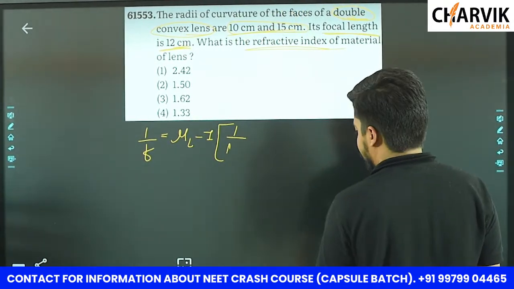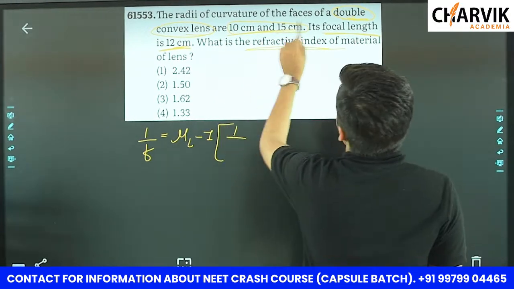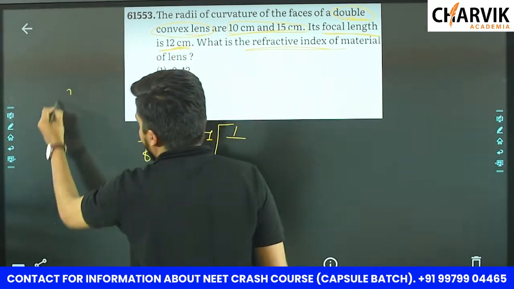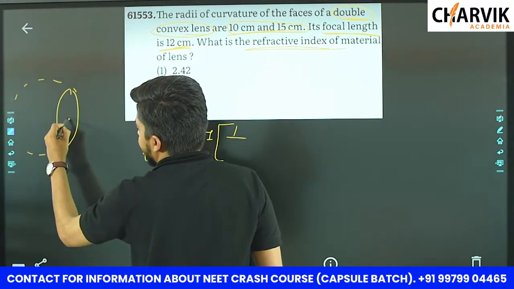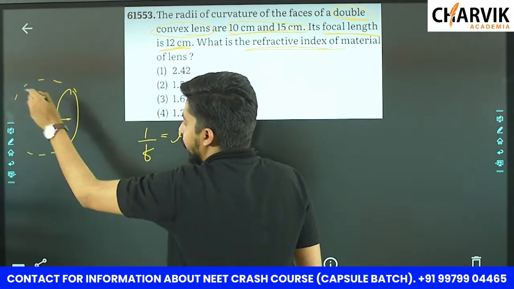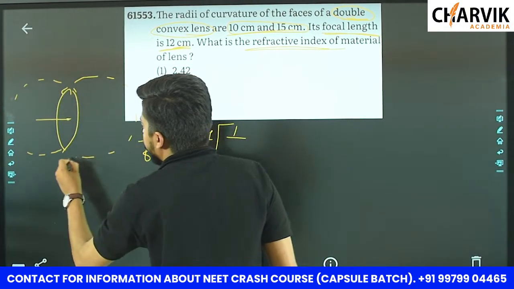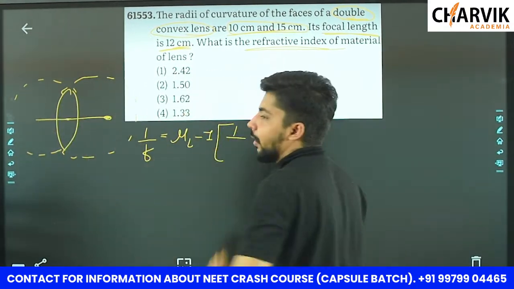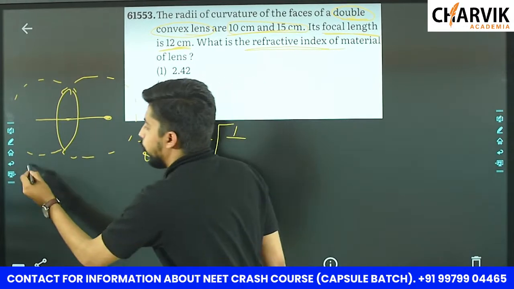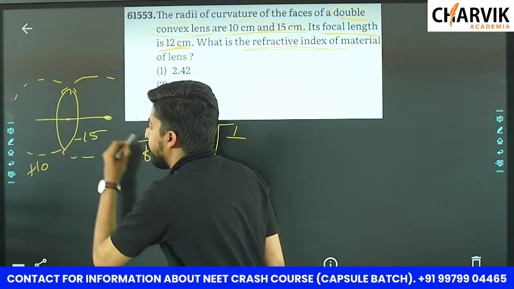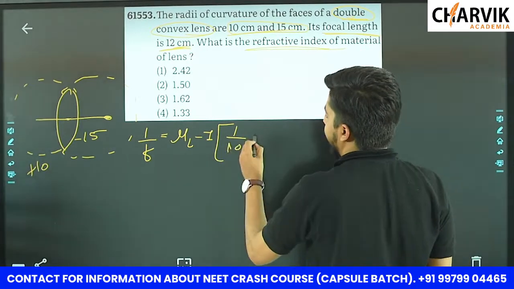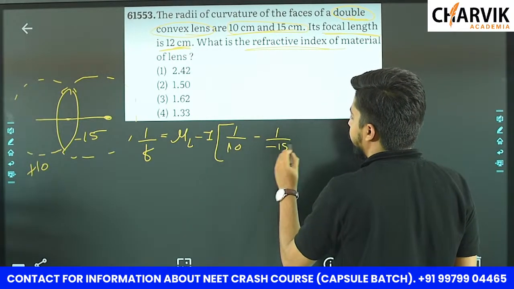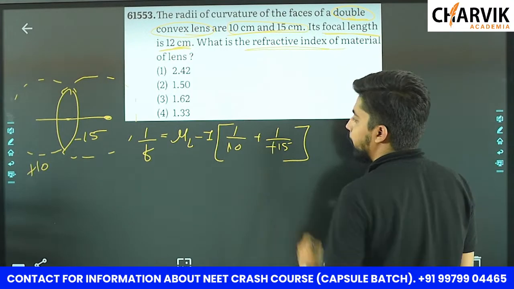So will you take 10 and 15 as it is? No, you cannot. Why? Because you have a double convex lens, and for the double convex lens, one radius of curvature should be taken as negative as it is in the left direction, and the other should be taken as positive as it is in the right direction. So one value will be plus 10, another value will be minus 15. Now you can place the values: 1 upon 10 minus 1 upon minus 15. So it becomes minus minus plus, 15.